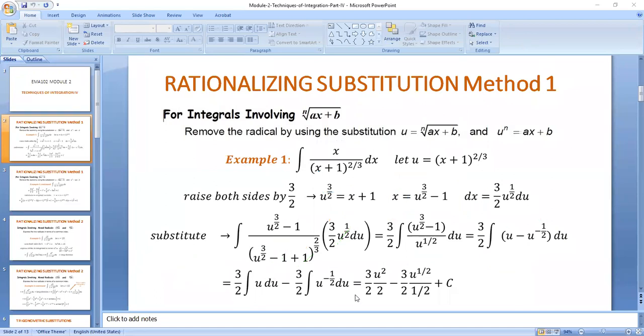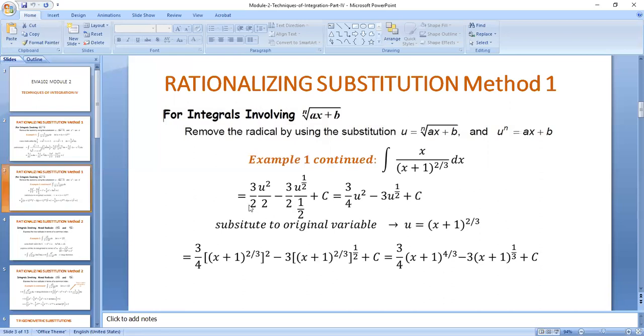So this is now the expression that we have. Remember, class, your original integral is in terms of the variable x. Now your answer here is in u. So what do you need to do? You need to substitute back what this u represents in terms of x. What the u's here represent in terms of x. So that would be illustrated in the next slide.